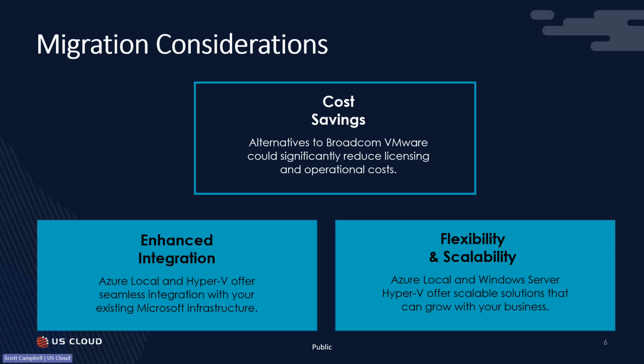So the alternatives, if you're investigating those: US Cloud supports Azure Local and Windows Server Hyper-V, because these are Microsoft native products, platforms, and services that integrate with the existing Microsoft infrastructure. They offer flexibility and scalability for existing solutions if you're already familiar with these, or run other Microsoft workloads, products, and features. The integration with Azure Local and Windows Server Hyper-V can be facilitated.